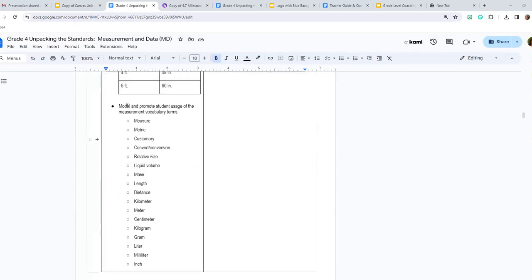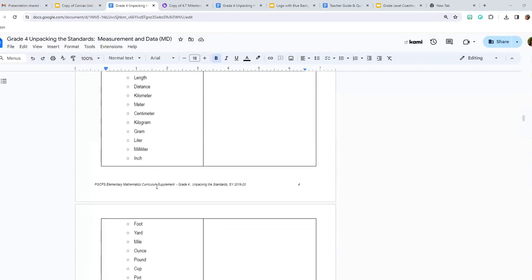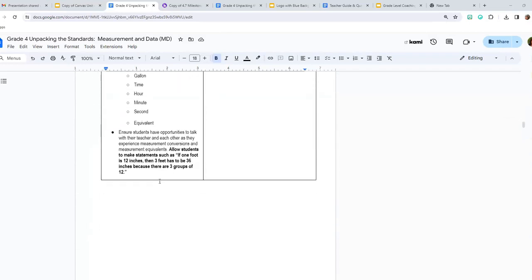We also have modeling and promoting student usage of the measurement vocabulary terms. This is going to help them clarify their responses. Make sure that the students have the opportunity to have discourse with one another and their teacher as they experience the measurement conversions and measurement equivalents.